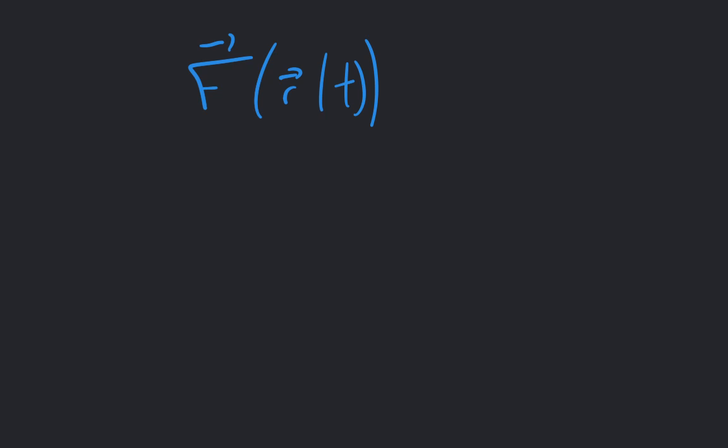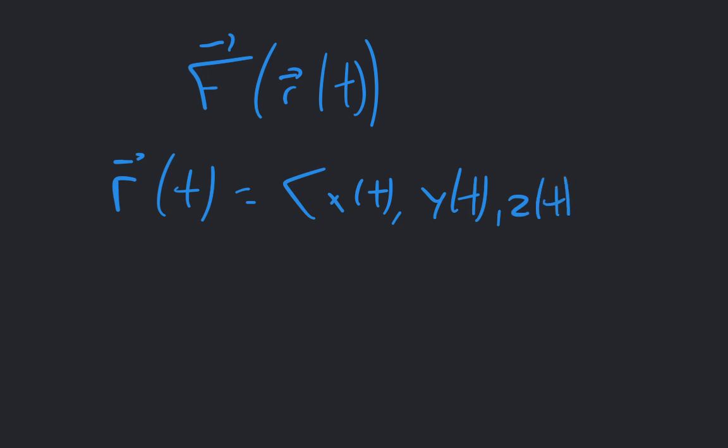This notation always confused me. The first step is to understand r of t. And r of t is the position vector as a function of time. So it's going to be x of t, y of t, z of t. It tells you where a particle is at any given time.